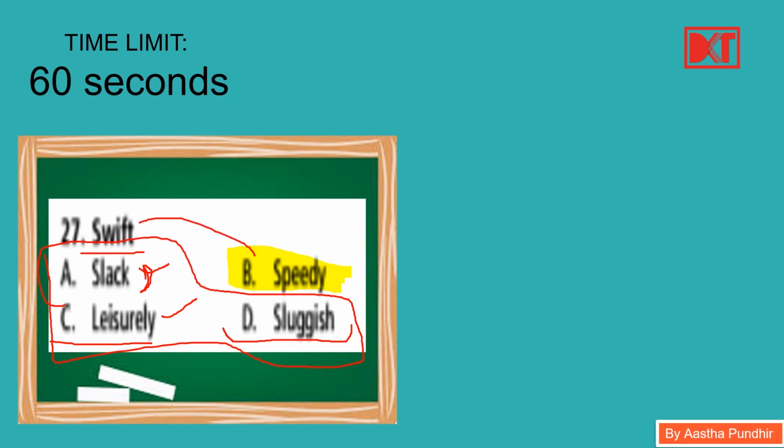So all these, I think, can be called the antonyms of swift and speedy. And they are synonyms amongst each other. Slack, leisurely and sluggish, they are the synonyms amongst each other. And swift and speedy are synonyms. And they are antonyms of these groups. This group is the antonym of this group. All right.